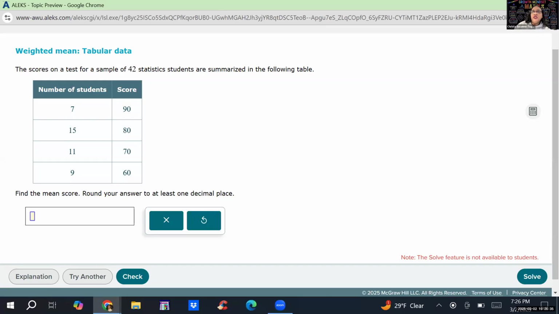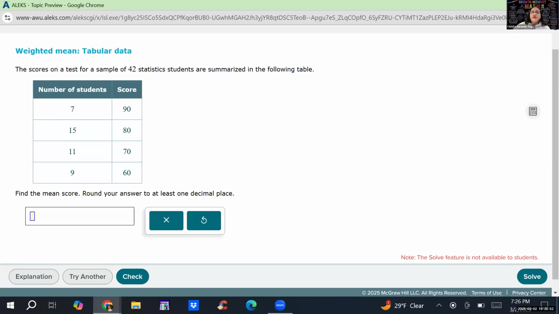Okay, so let's move on to the next topic. Weighted mean with tabular data. The scores on a test for a sample of 42 statistics students are summarized in the following table.